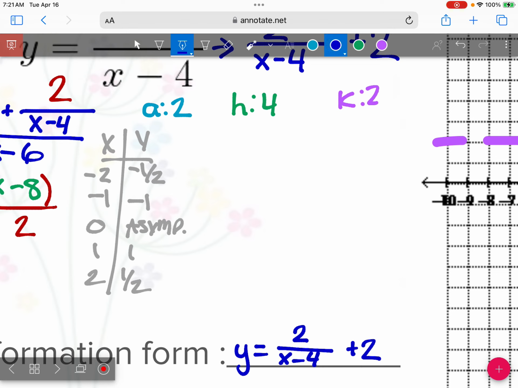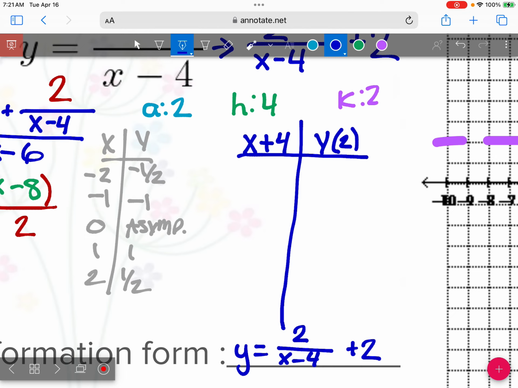Then we're going to do our transformations. We're going to take our x values and add our h. So we're going to take our x's and add 4. We're going to take our y times a, so in this case times 2, plus 2. So when we take our x's and we add 4, we're going to wind up with negative 2 plus 4 is 2, 3, 4, 5, and 6. My negative 1/2 times 2 is negative 1, plus 2 is 1. This one's 0.